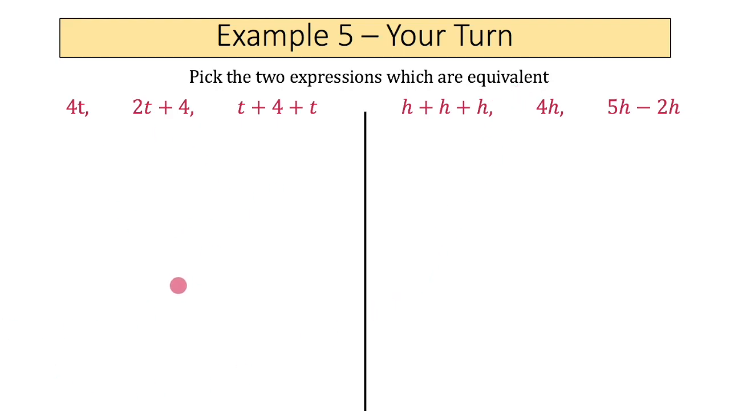So let's now quickly run through these questions. So we have 4t and 2t plus 4 and t plus 4 plus t. So let me just write them out. We have 4t. Then over here we have 2t plus 4. Then over here I have t, I have t.